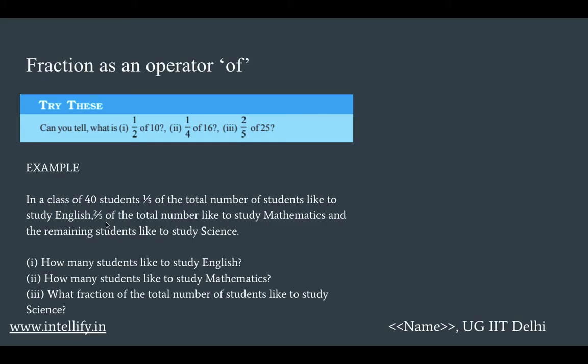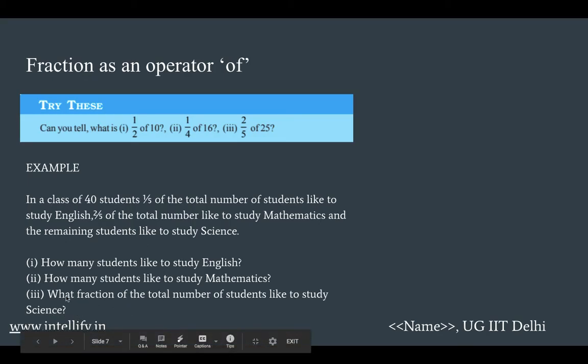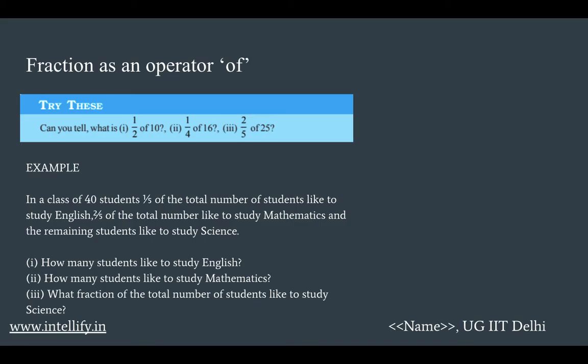And the remaining like to study science. Now how many people remain? We say 16 plus 8 is 24, and when we subtract 24 from 40, we get 16. So we have to find the fraction of students. So the fraction will be 16 by 40 over here, or we can say 2 by 5.